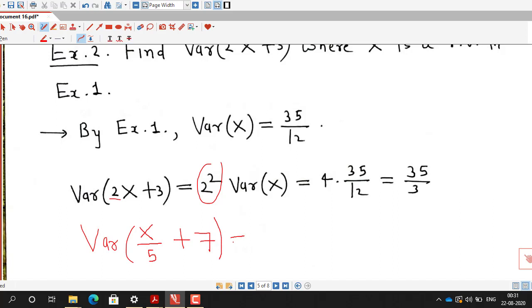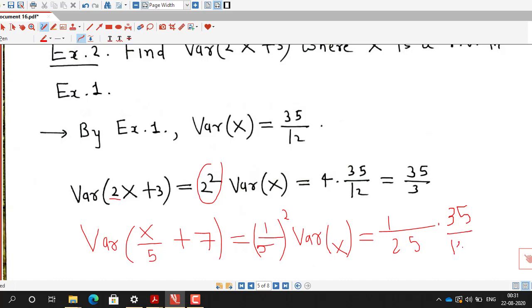Then if we take the coefficient of x, it is nothing but 1 by 5. So we have to take the square of 1 by 5 into the variance of x. In that case it is 1 divided by 25 into the variance of x, which is 35 by 12. Okay, so this you can simplify. 5 will cancel out, so it is going to be 7 by 60.